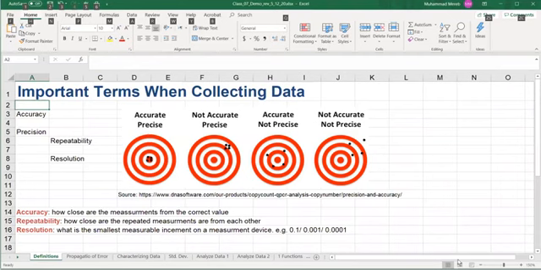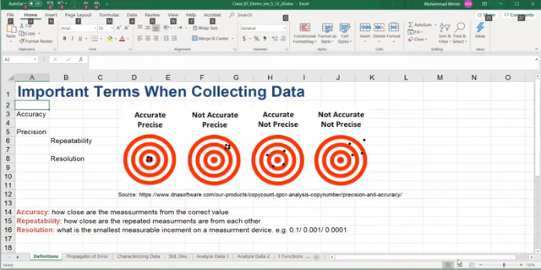In this video, we will cover a few terms that are important when collecting data. We will start with accuracy. When we say accurate, it means the data are close to the expected correct value.